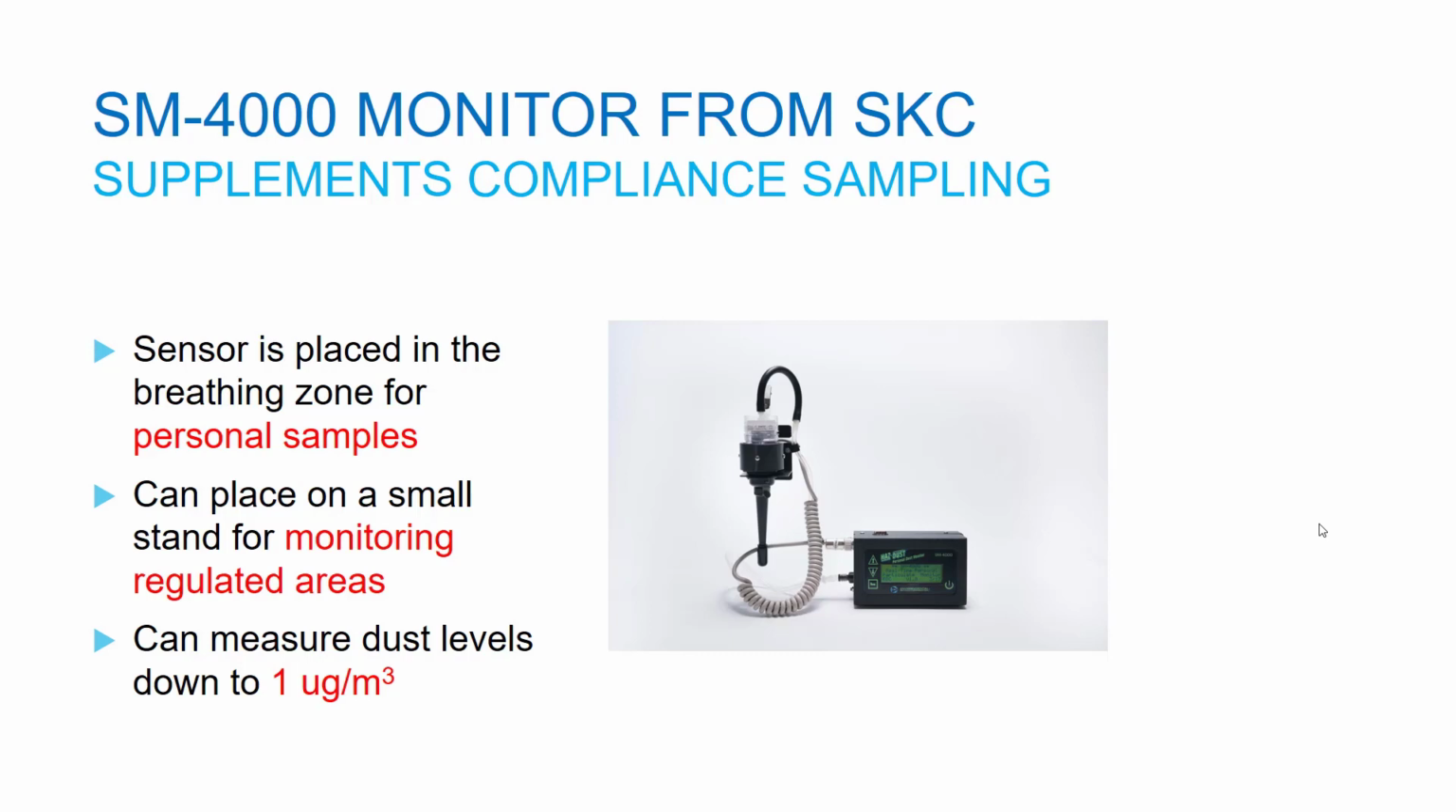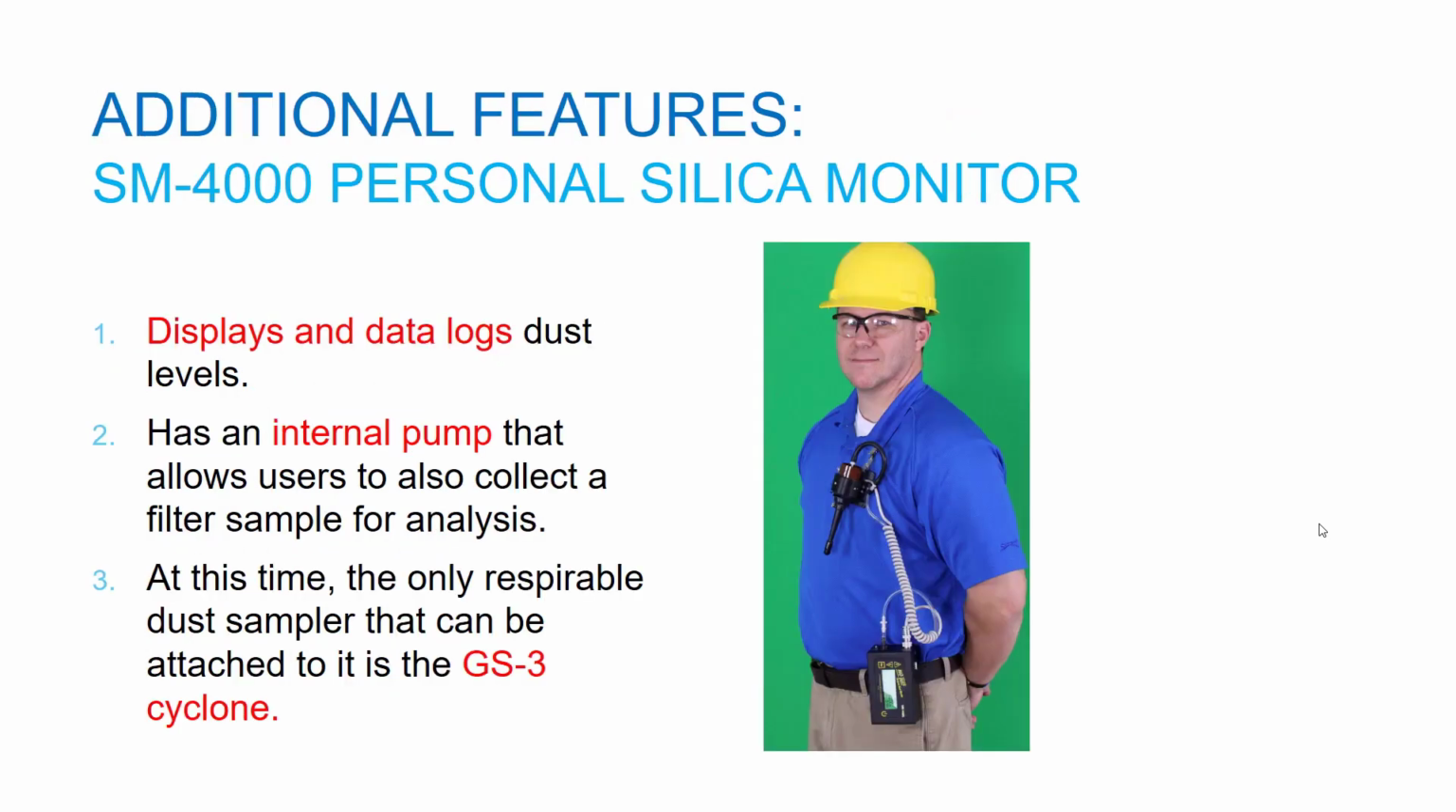The SM4000 can see low levels of dust down to 1 microgram per cubic meter. The SM4000 also displays and data logs dust levels. It has an internal pump that allows users to also collect a filter sample for analysis, and it allows the addition of a respirable dust sampler for true respirable dust measurements.